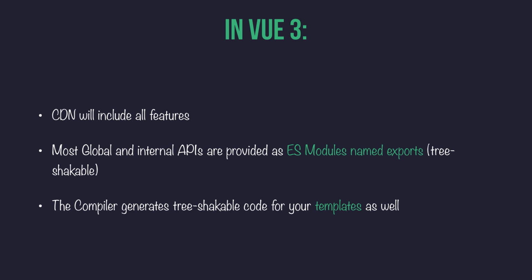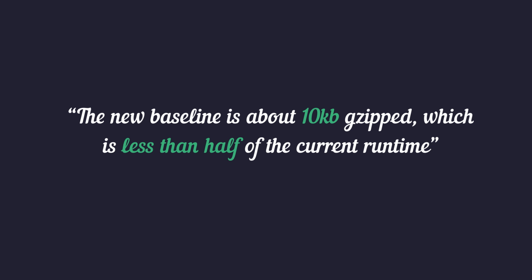A lot of the features that you don't use, like keep-alive or transition or v-model or suspense, if you don't use them, they will not get imported. So what does this mean to us? This means that the new baseline is 10 KB gzipped, which is less than half of the current runtime. So right out of the box, not doing anything, you're just going to get a much smaller footprint as far as Vue goes.